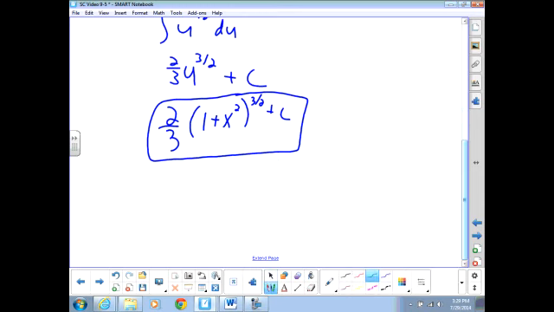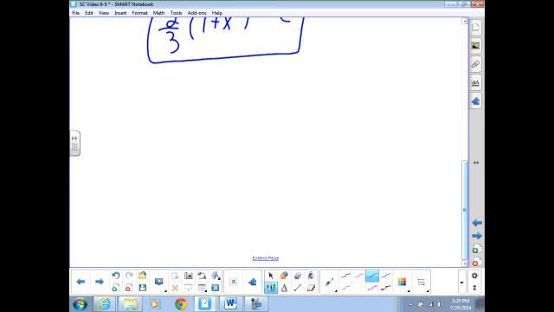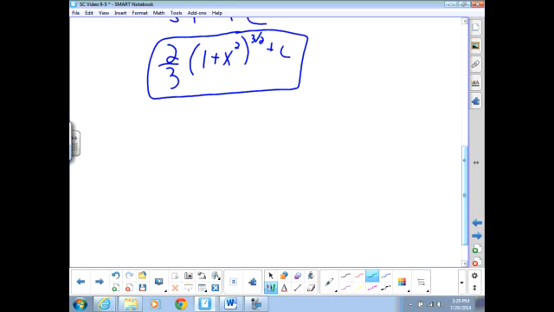Now if you ever want to check it, you can check it by taking the derivative. This would be a chain rule case. 3/2 times 2/3 would just be 1. We'll keep the inside the same, and it's now raised to 1 less than that, which would be 1/2, times the derivative of the inside, which would be 2x, and the c would go away. Well, this is just 2x square root of 1 plus x squared, which is the same as what we started with.